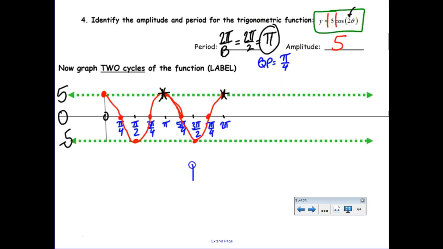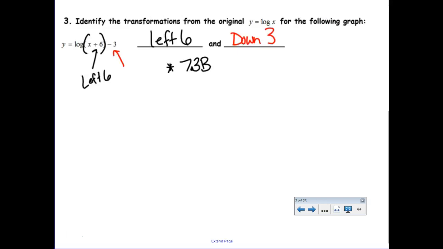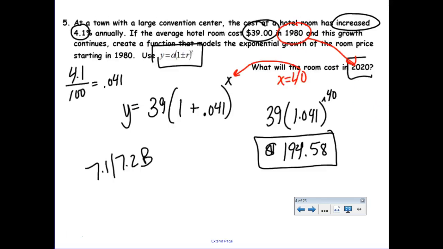This is trig graphing. This is 13.4 and 13.5. One was sine, one was cosine, but we learned them together. Transformations of logs. We covered that one already, 7.3b. Alright, now that I'm back on track.